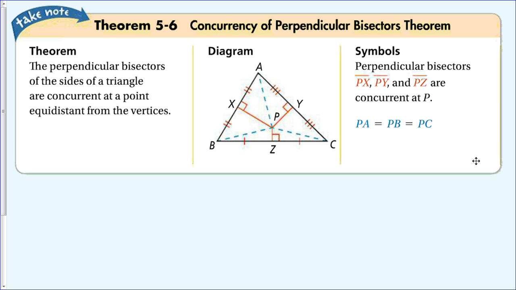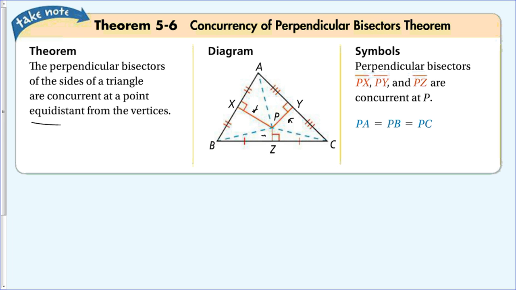All right, Theorem 5-6. This is the concurrency of the perpendicular bisectors theorem. It says the perpendicular bisectors of the sides of a triangle are concurrent at a point equidistant from the vertices. So if you look, these red lines here, XP, PY, and PZ, are the perpendicular bisectors of triangle ABC, meaning PX bisects this side, AB, and is perpendicular. PY bisects side AC and is perpendicular. And PZ bisects BC and is perpendicular.